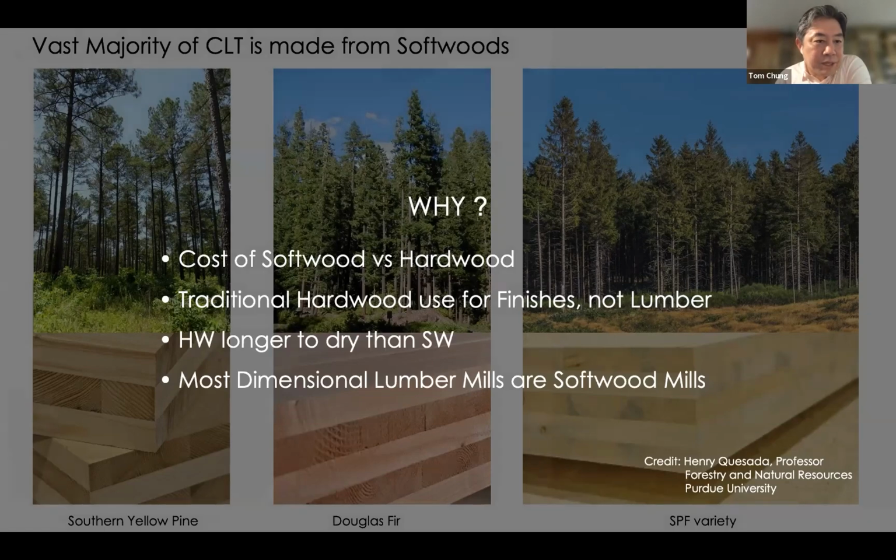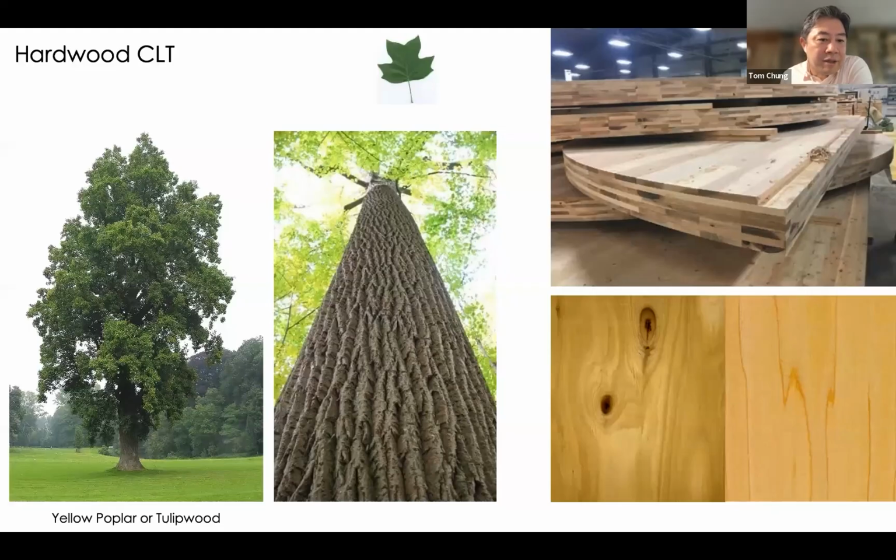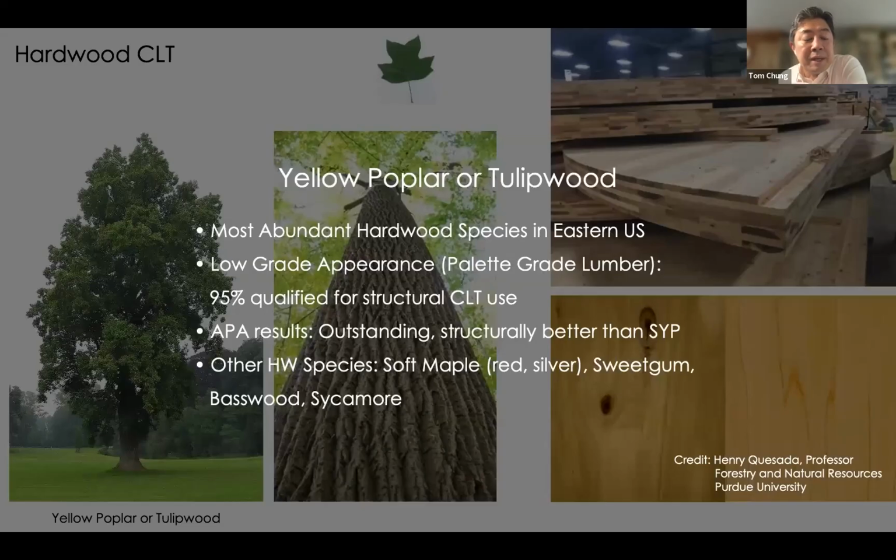But that's also fast changing. There's nothing inherent about hardwood in terms of its acceptance or approval or use in cross-laminated timber and other mass timber products. And I would argue that there are a lot of advantages instead. One of the species that is most prevalently being studied is yellow poplar, also known as tulip wood. It is the most abundant hardwood species in the eastern United States, and especially its low-grade appearance wood is cost competitive with softwoods, and it's being used mainly in a lot of pallet-grade lumber.